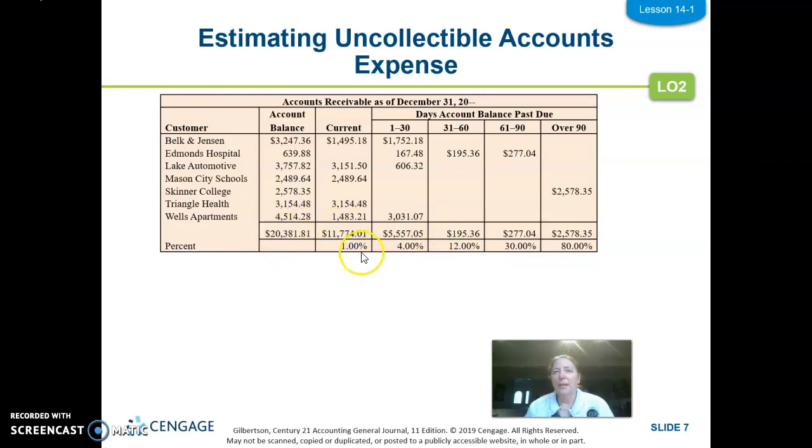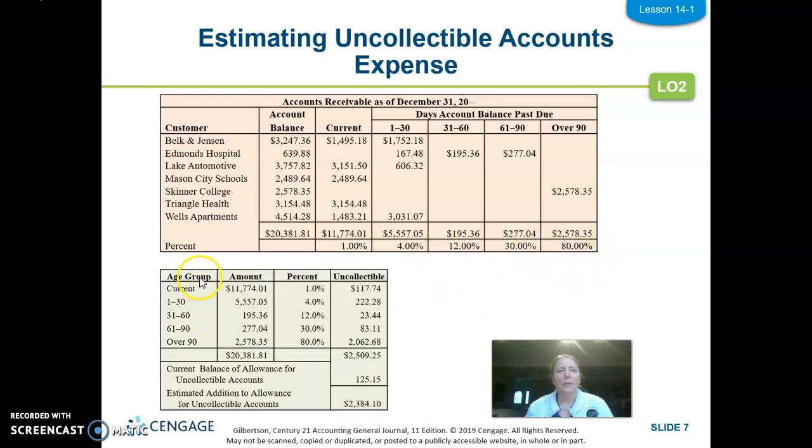20,381. So then, based on historical experience, we go through and we say, typically, who has not paid us and what percentage of people have not paid us. As you would expect, the longer it's past due, the higher the percentage we think won't end up paying us. And the people that are current, that aren't past due yet, we don't think a lot of those are going to become a problem. So as they get older and more past due, the percentage goes up.